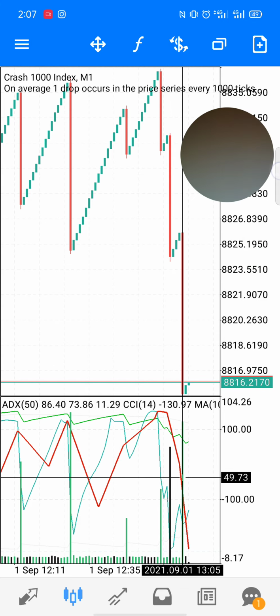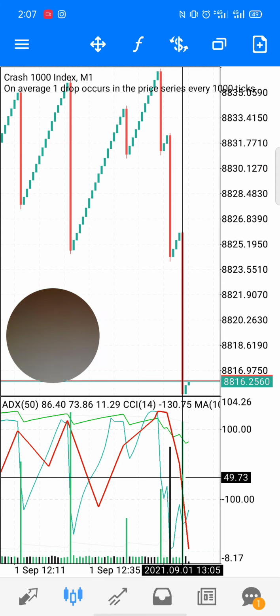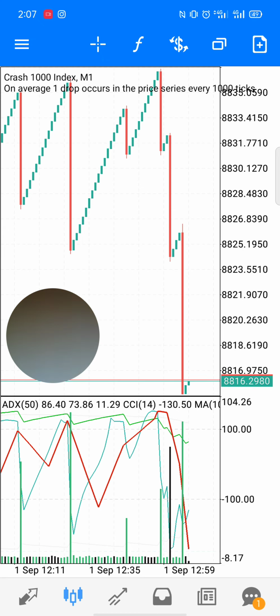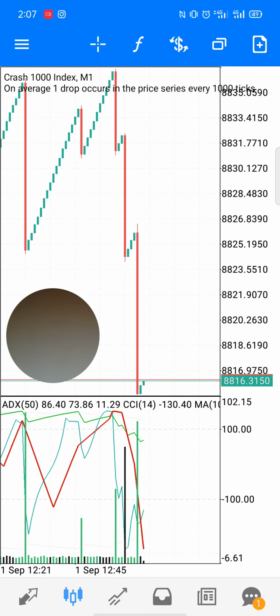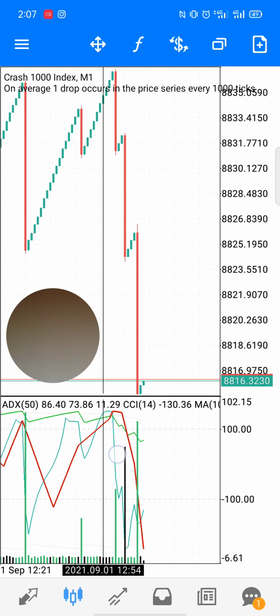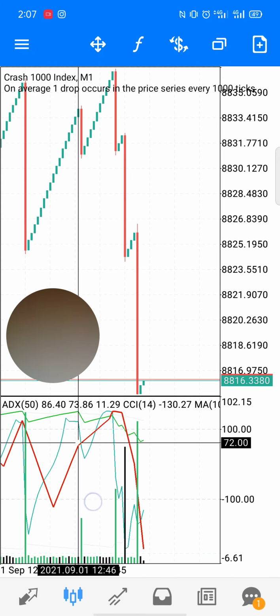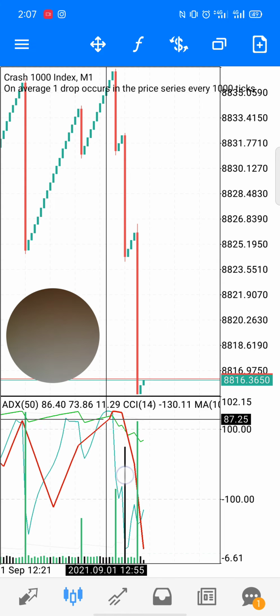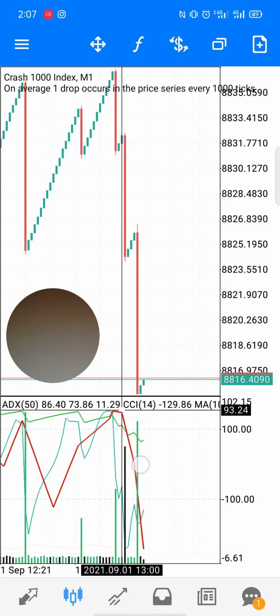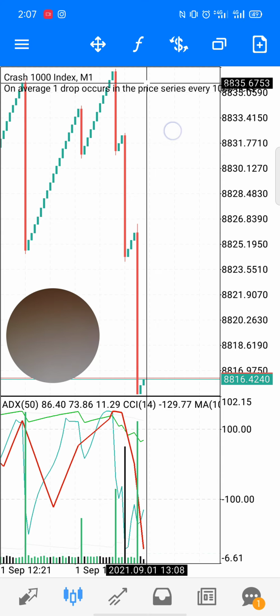Yeah, so guys, as you can see now, we got another spike for Crash 1000 Index. So what you need to watch out for before you take a sell to catch spikes on Crash is this red moving average crossing above this green line. The moment you see it cross above, you place a sell.